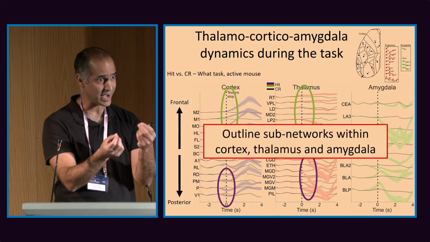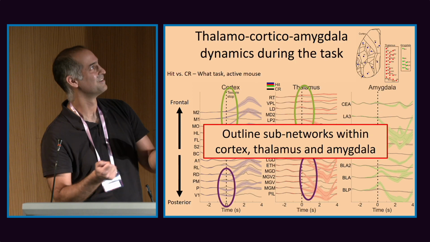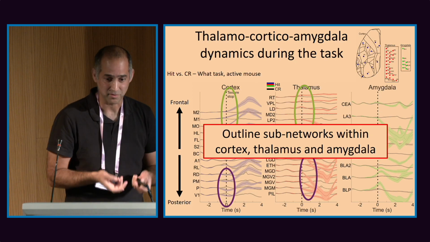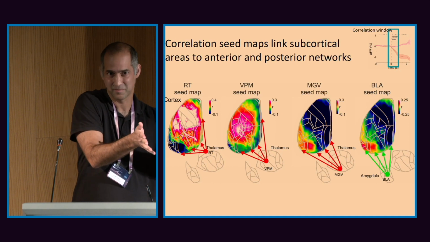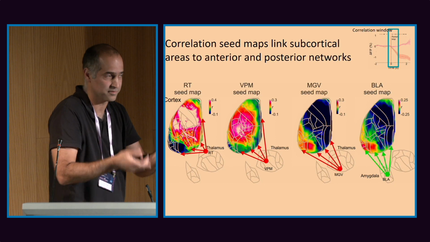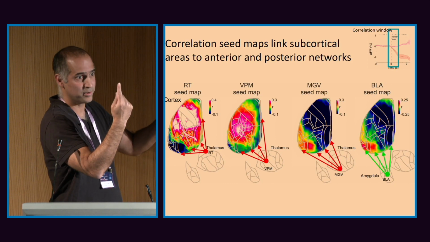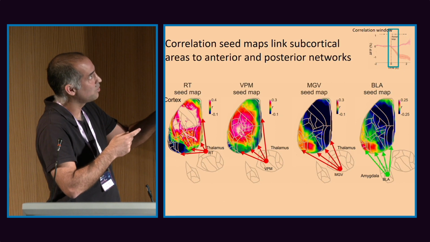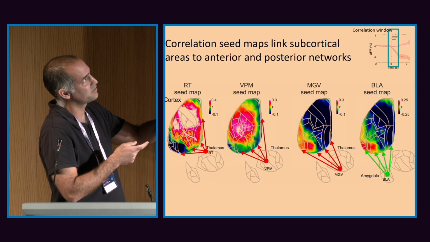So let's try to outline, in the four or five minutes I have left, hopefully, these subnetworks. Let's try to make sense. The first thing is, I looked at this human neuroimaging analysis, like seed pixel analysis. You take a seed, and the seed here is just a fiber, and you correlate that fiber with all pixels in the cortex, just in a very restricted time window.